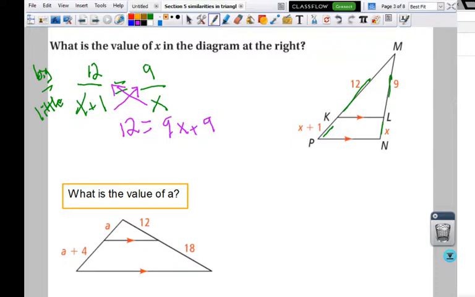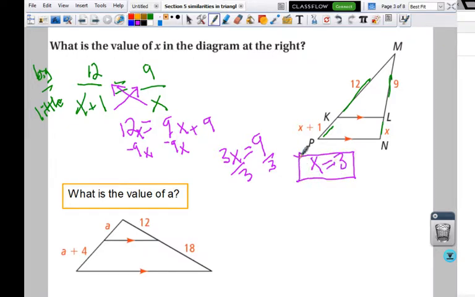What would I do next? Subtract 9x from 12x. Subtract 9x on both sides. Minus 9x, minus 9x. We're going to get 3x equals 9. What's my last step? Divide by 3. Yep. And we're going to get x equals 3. And that's it.